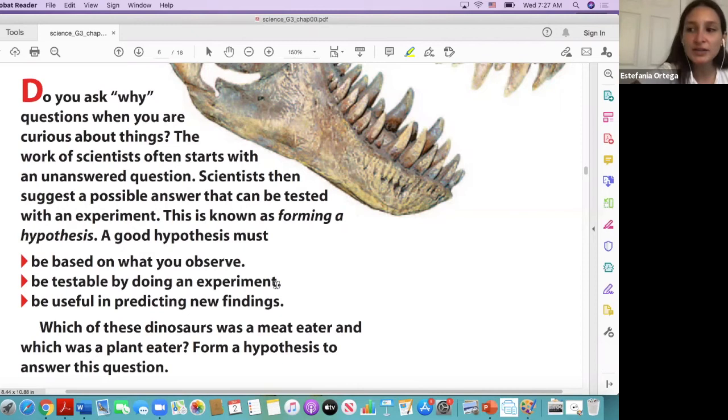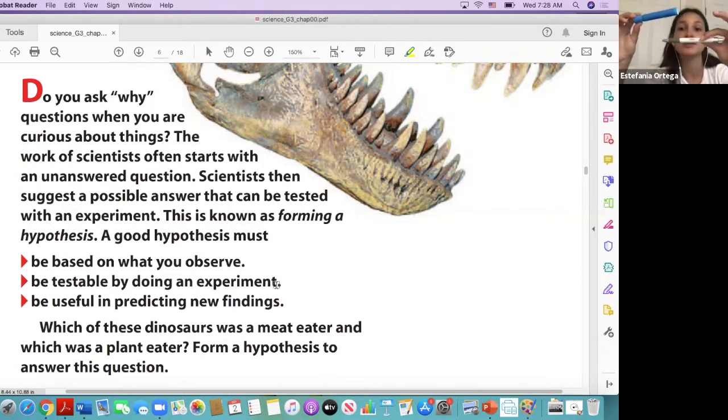But if you can't do that and you're not sure there's enough information, you could change your hypothesis a little bit, okay? And try to choose something that you can experiment. So for example, if I want to say, what is heavier, this or this?